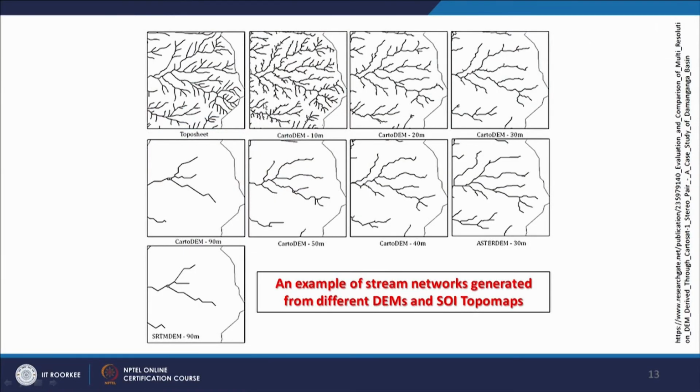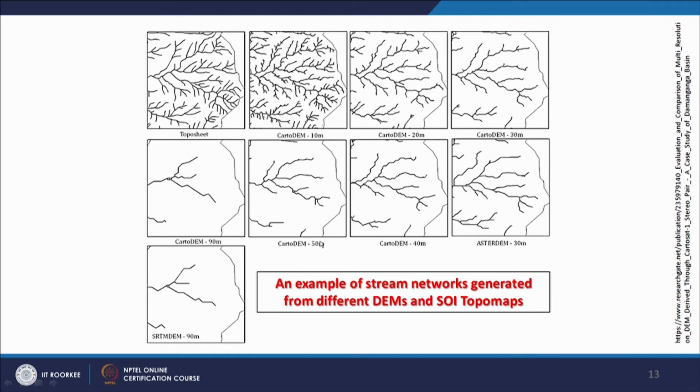That actually in a topo sheet, say a Survey of India topo sheet, at 50,000 scale, drainage is visible like this. But when we derive a digital drainage network using a Cartosat DEM of 10 meter resolution, this is what we are getting. Much more detailed drainage as compared to what is shown on a 50,000 topo sheet. But when we go for 20 meter spatial resolution Carto DEM, now these details about the drainage have reduced. We go to a lower or coarser spatial resolution and we start seeing less and less details of drainage.